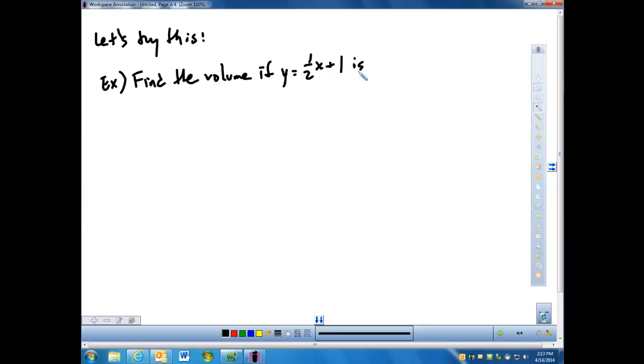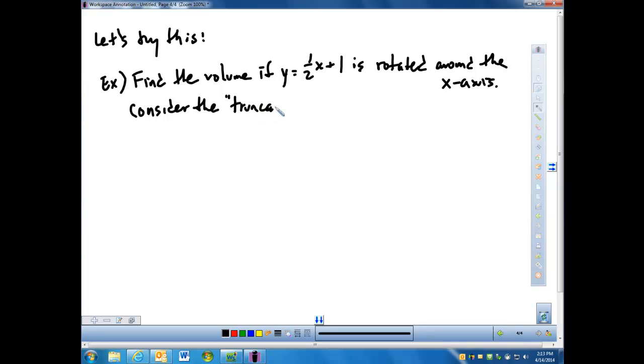And so what we're going to do is consider what we refer to as a truncated cone. A truncated cone is one that has had its top chopped off. And we're going to consider that cone from x equals 0 to x equals 4. So I'm giving you the limits of our problem. Just like before, we're going to make sure we graph this first. So you're going to graph that line. We're going to go up 1, and then from here up 1 over 2. We're going to graph that line. Now we're going to spin that around the x-axis.